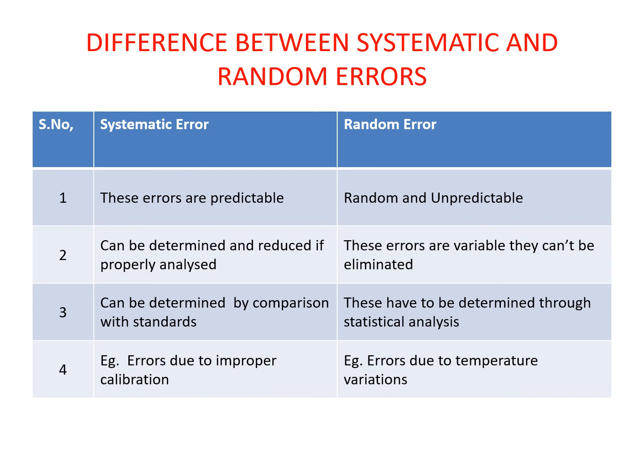In the last slide, we will discuss the difference between systematic and random errors. The systematic errors are predictable, random errors are non-predictable. Systematic errors can be determined and reduced if properly analyzed, whereas random errors are variable and cannot be eliminated. Systematic errors can be determined by comparison with the standards. Random errors have to be determined through statistical analysis. Example for systematic error: improper calibration. Random error: temperature variations. Yes, we'll wind up this session. Thank you for watching.